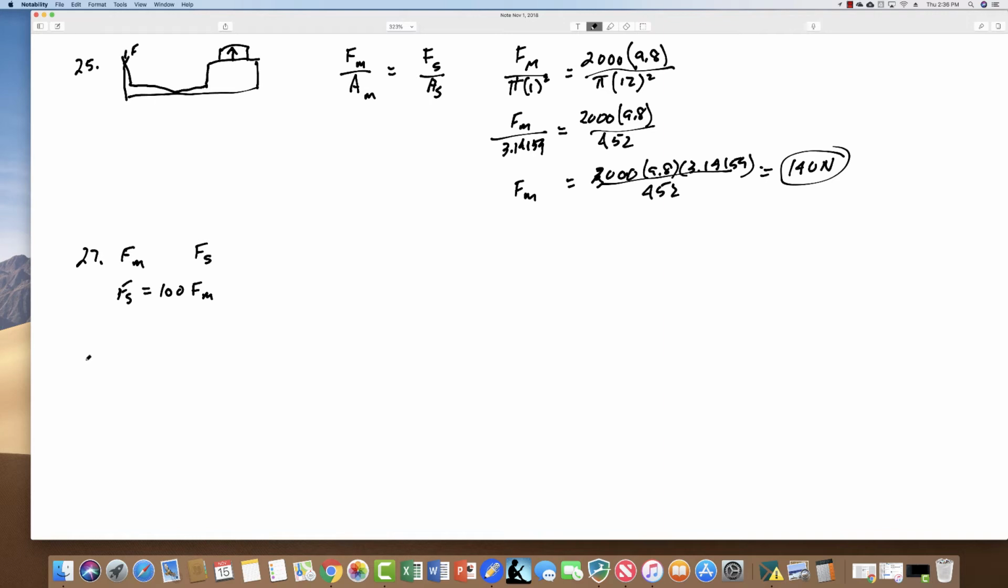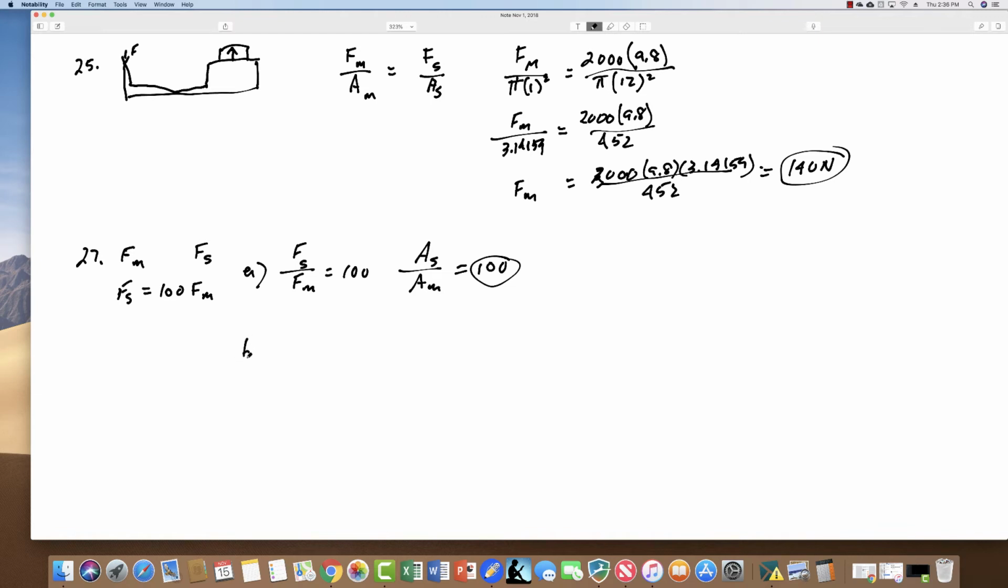So the first question is, what must the ratio of the areas of the slave and the master cylinder be? So it's asking if Fs over Fm is equal to 100, then what is As over Am? And as you know from looking in the book, they're the same. So this is also going to equal 100.